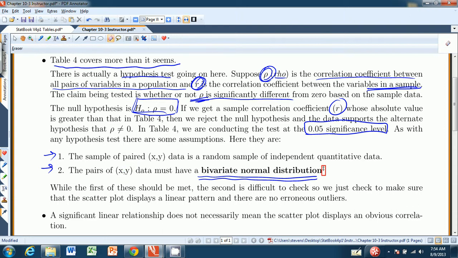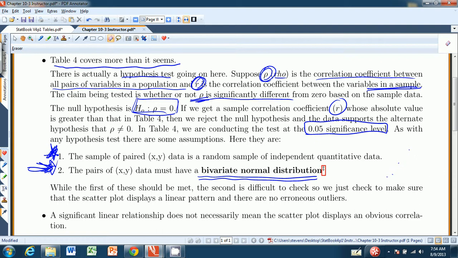And then for any y, all of the corresponding x values are normally distributed. So it's not that hard to explain, but it is certainly hard to prove whenever you have data, right? The first one we always make sure is met, but the second one is difficult to check. What you want to do is look at your scatter plot and make sure that it looks linear, right? And there are no big outliers that are messing things up. If your scatter plot looks like there's a linear relationship and the correlation coefficient says that it's significant, we generally believe it. But it's always worth looking at it, because checking this second condition is almost impossible.